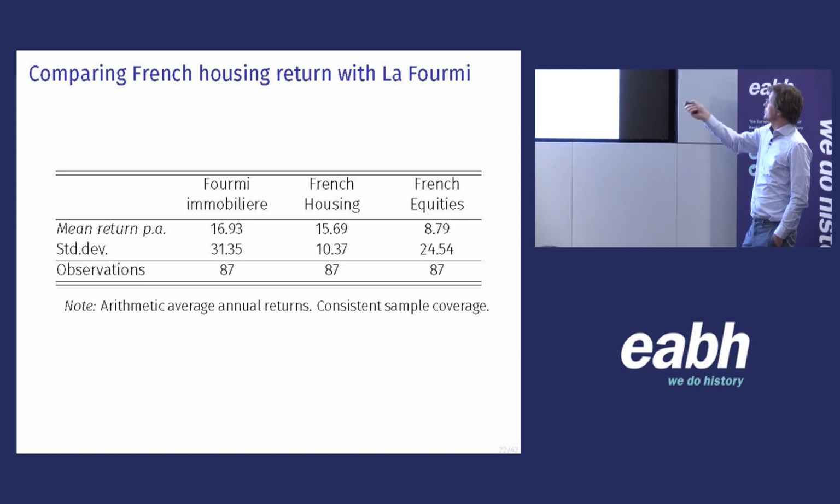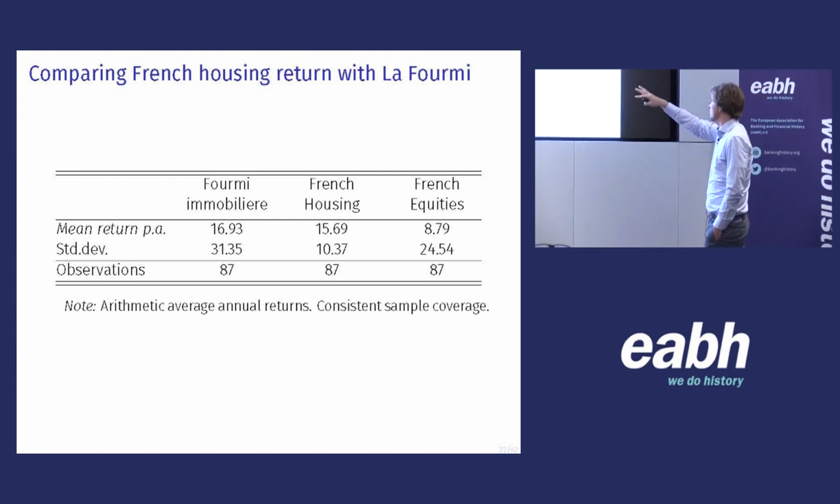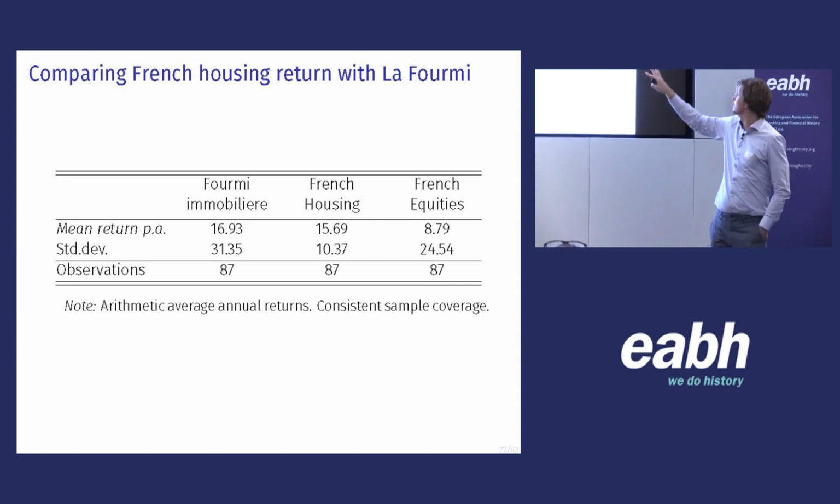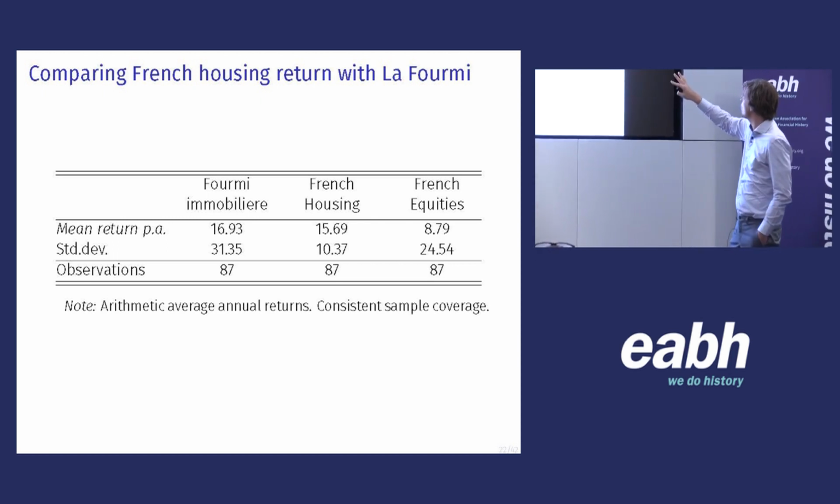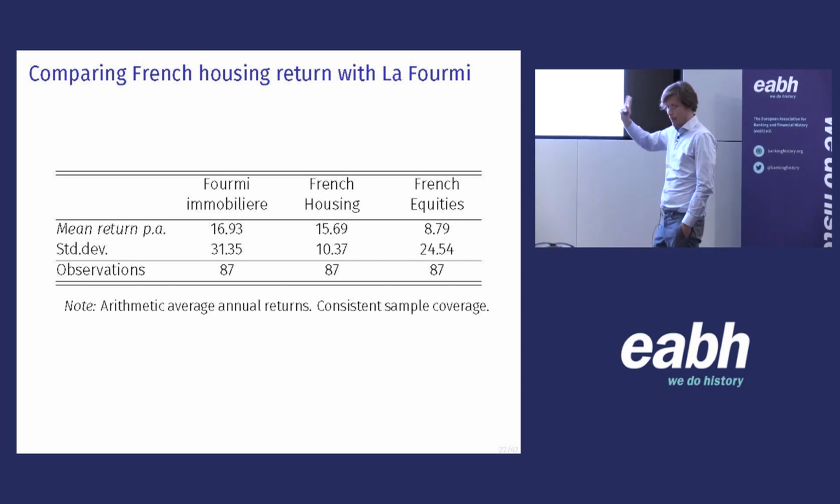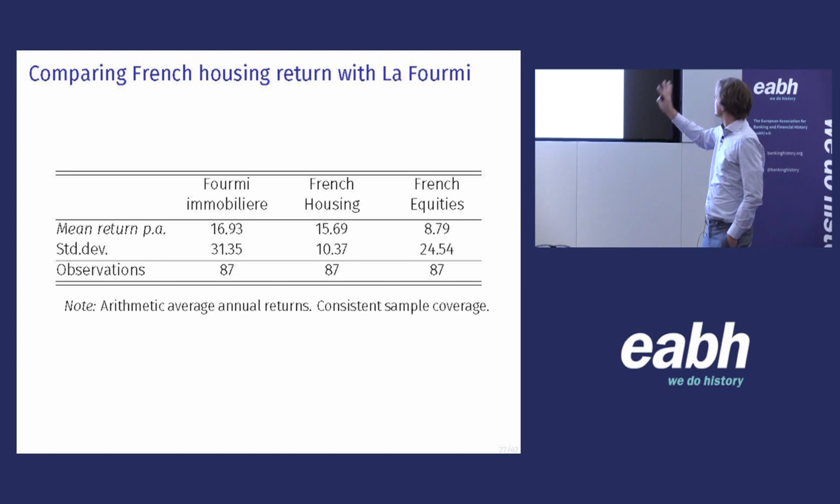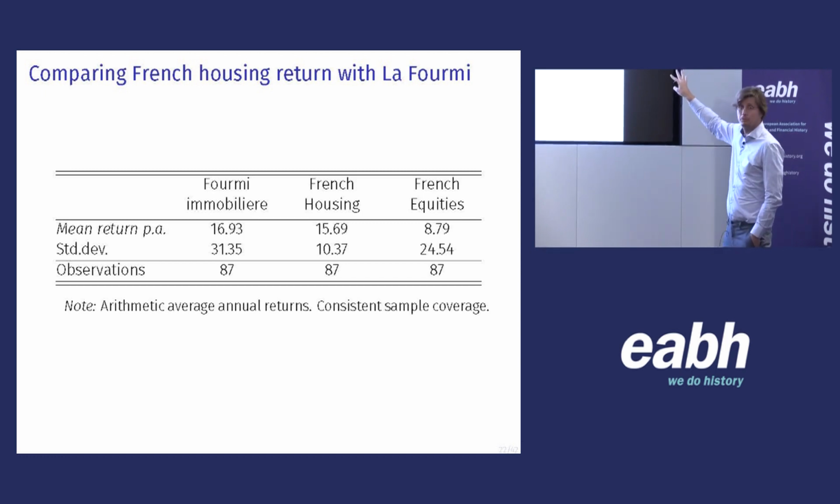And here you get the results. So the mean annual return, this is nominal now, on La Famille Immobilière is roughly close to 17%. The return we calculate for French housing is 15.7, so it's a little bit lower. Now you can say maybe Paris is a little bit special, so the returns are a little bit higher, fine. But definitely we're in the same ballpark.